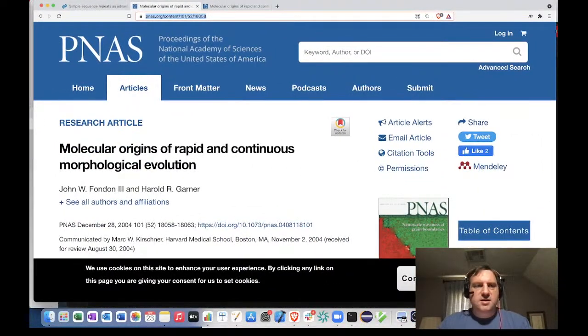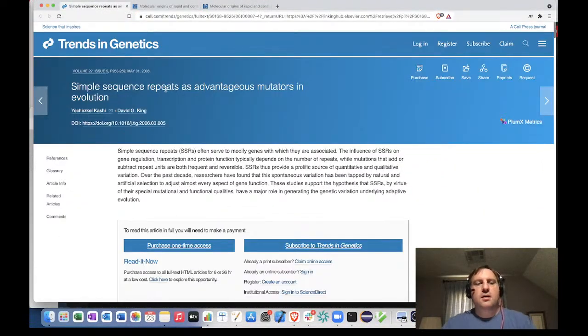All right. Today I want to talk about another mutation mechanism. This is simple sequence repeats. A simple sequence repeat is a type of repetitive DNA where one or a few DNA letters are just repeated over and over again. Sometimes there's one, sometimes two, three or four, but these are very simple sequences that are repeated in the DNA.